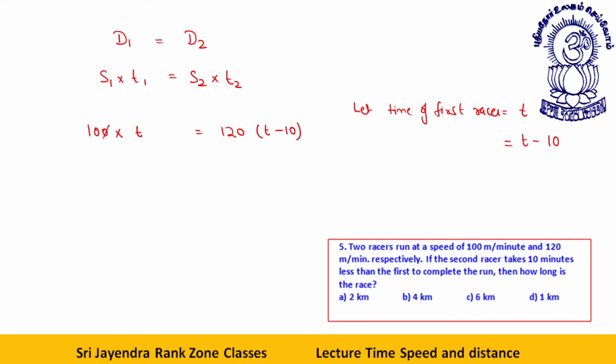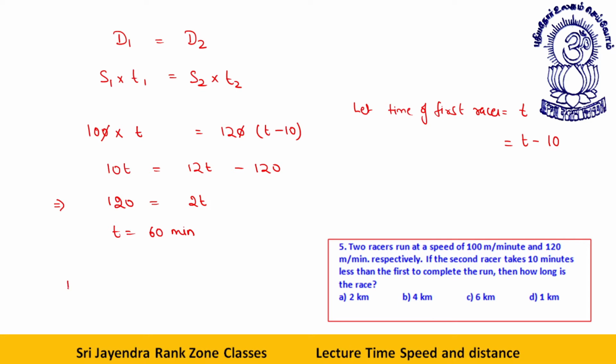Now, what is the difference? See, 0 and 0 cancel. I get 10t is equal to 12t minus 120. This implies 120 is equal to 2t, or t comes out to be 60 minutes. Okay, dear students, this is one way of doing the question. This time is equal to 60 minutes.